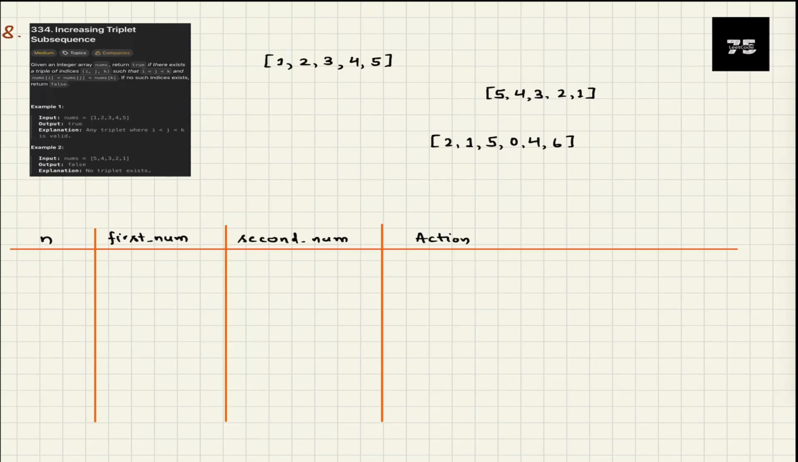Hi everyone, this is LeetCode problem number 334, Increasing Triplet Subsequence. Also, this is the 8th problem in our LeetCode 75 series.